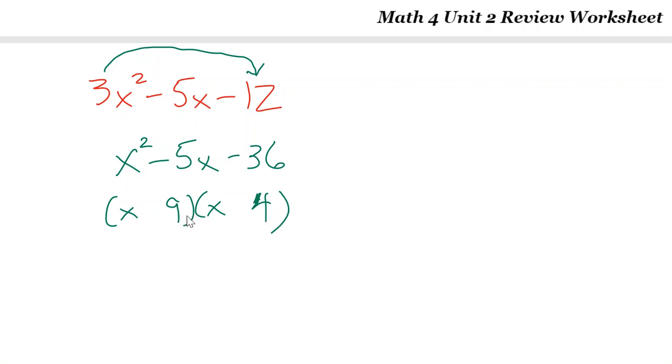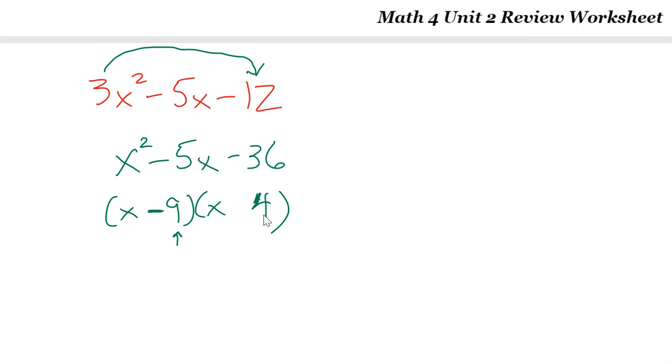9 minus 4 gives me 5, but I got to make the signs work because, first of all, I'm going to notice that the 9 is bigger than the 4, and I'm going to focus on it for a moment, because whatever sign is going on in the middle, the minus 5x, that negative is also going to go with the larger of the two factors. That's going to happen every time.